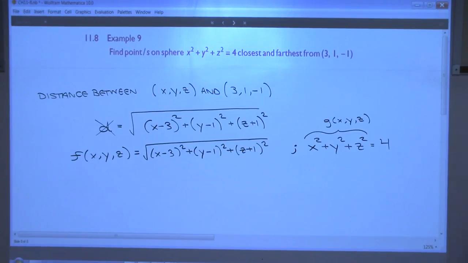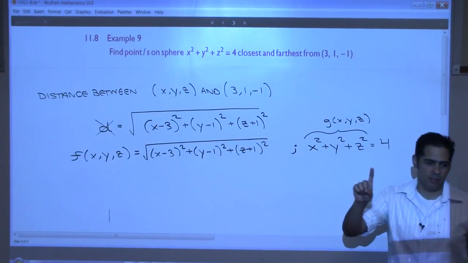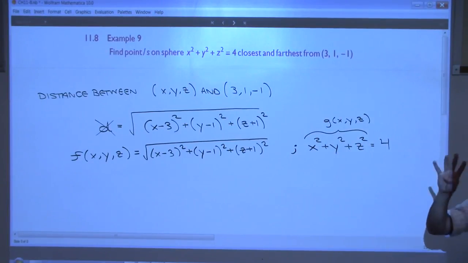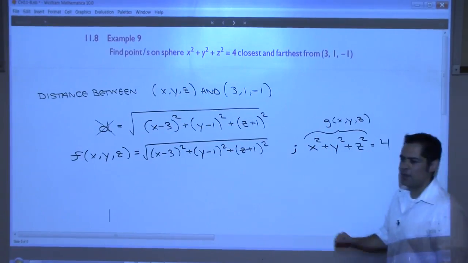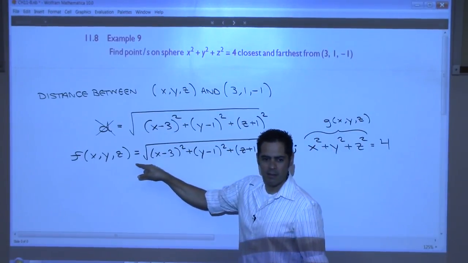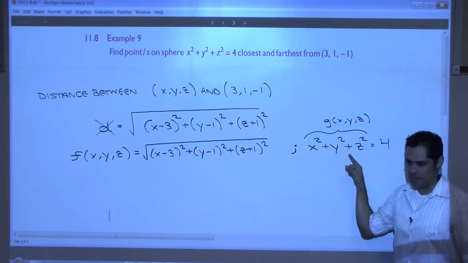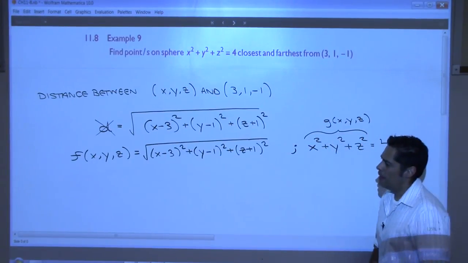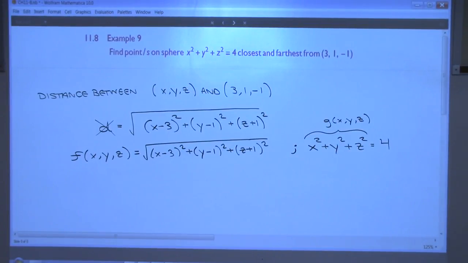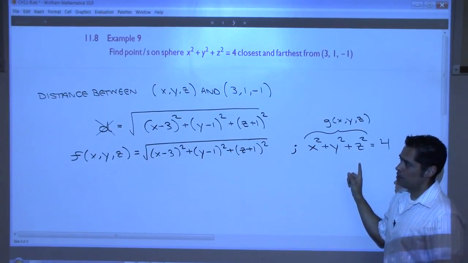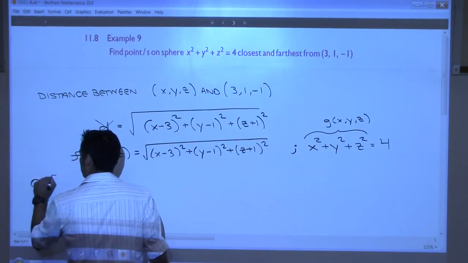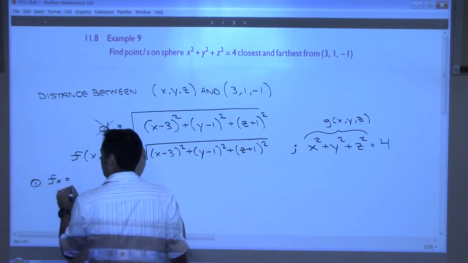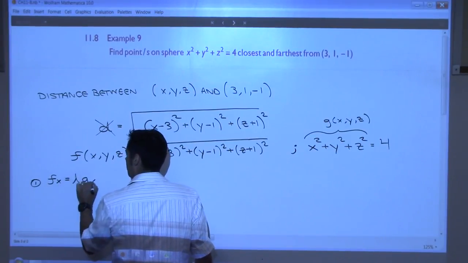Now what we need is to find an x, a y, a z, and a lambda that make this true and make the gradient of this a scalar multiple of the gradient of this. So how many equations am I actually going to have here? 4. It'll be 3 from the gradient, and then a 4th one is this one. So let's write down these 4 equations. The first equation is going to be the partial of f with respect to x must equal lambda partial of g with respect to x.